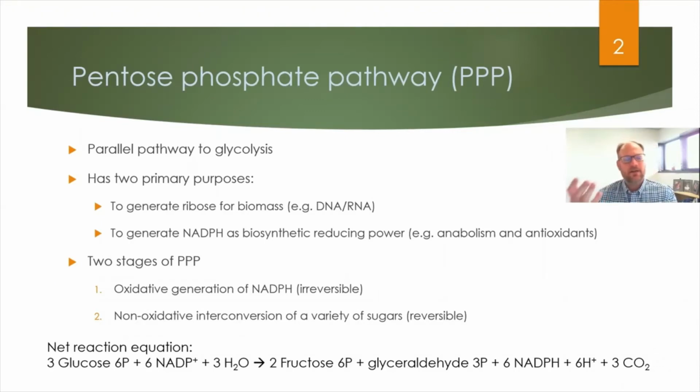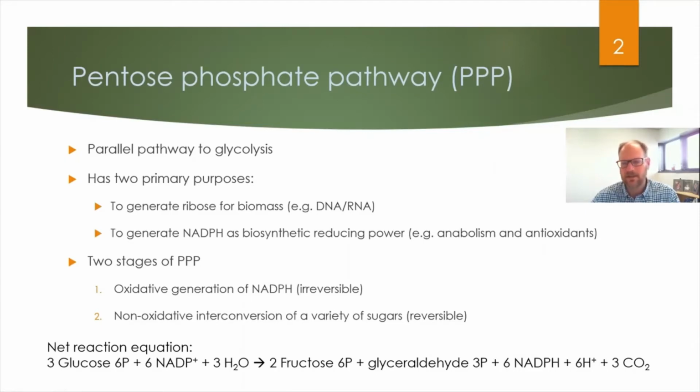So as a brief overview, the pentose phosphate pathway runs in parallel with glycolysis, and it has two primary purposes. It generates ribose for biomass, and the backbone for DNA, RNA, and it generates reducing equivalents in the form of NADPH. So this is the primary reducing power used both for biosynthetic reactions in the cytosol, but also as an antioxidant.